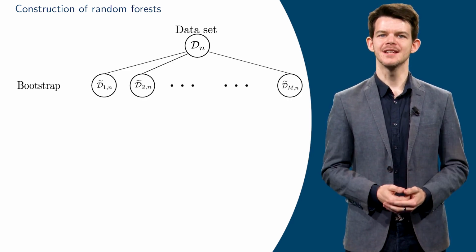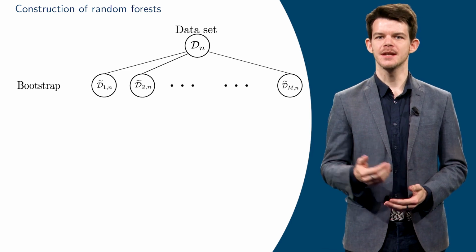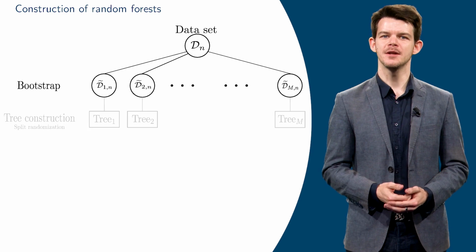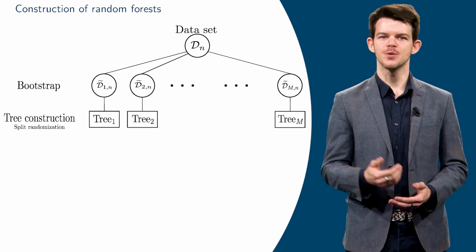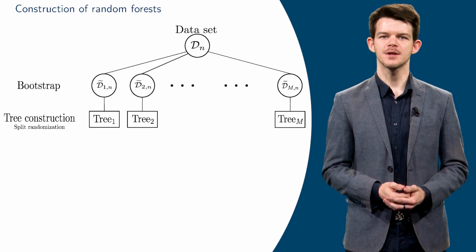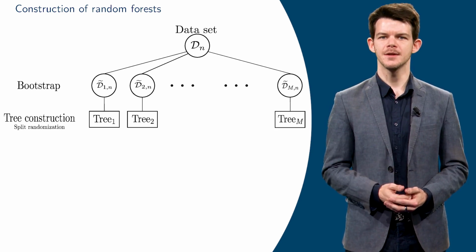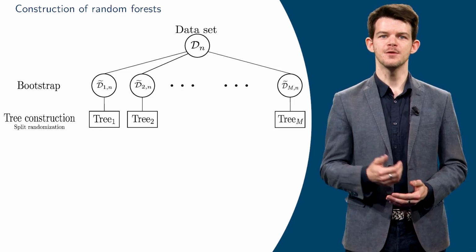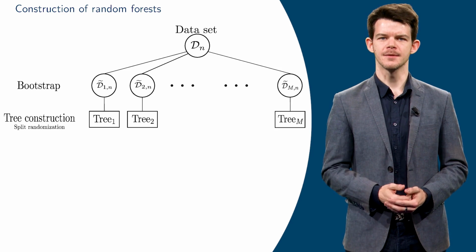These datasets are denoted D tilde 1 n up to D tilde m n, where m is a parameter of the algorithm corresponding to the number of trees of the forest. A decision tree will then be built on each bootstrap dataset. The construction of such trees is the same as that of a single decision tree, except that the splitting directions are randomized. In each cell, a certain number of directions are randomly drawn, and the splitting criterion is optimized only according to these directions. The splitting procedure is repeated until the tree is fully developed, i.e., each of its leaves contains only one observation. In particular, no pruning step is used.